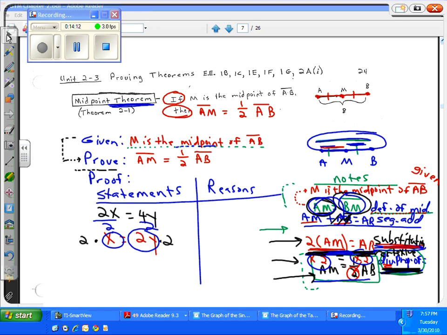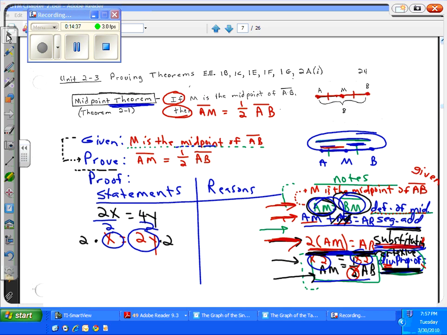To say substitution, I needed the statement that AM plus MB is equal to AB. I needed the statement that said they were equal because you can't substitute unless they're equal. And then the resulting statement, so it took those 3 statements to make this reason.